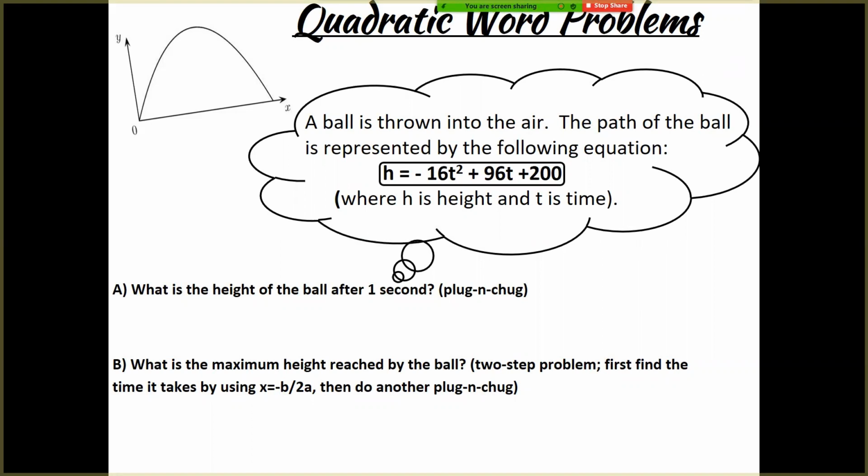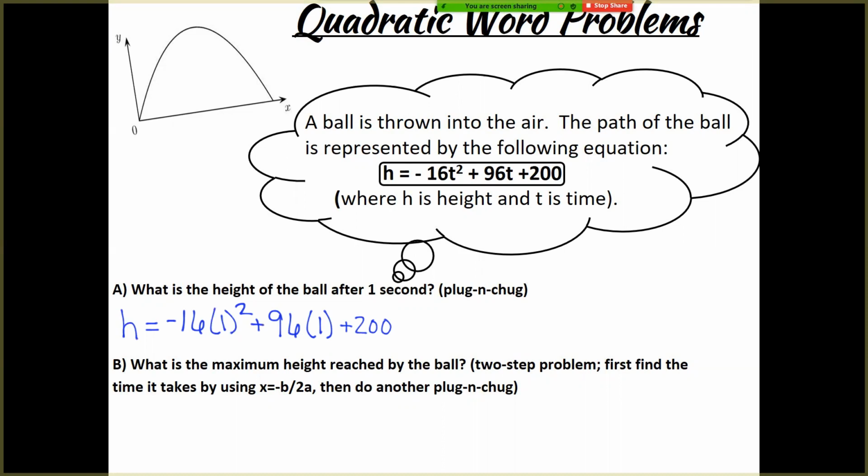So if t is our time, we're going to take that 1 second and plug it into the equation for t. So if I do that, I would have h equals negative 16 times 1 squared, because 1's the time, plus 96 times 1 plus 200. So we were given a time, we're plugging that time in for t, and then I'm just using my calculator, and I'm going to type that whole thing in. So negative 16 times 1 squared plus 96 times 1 plus 200.